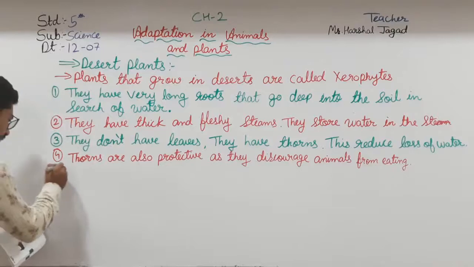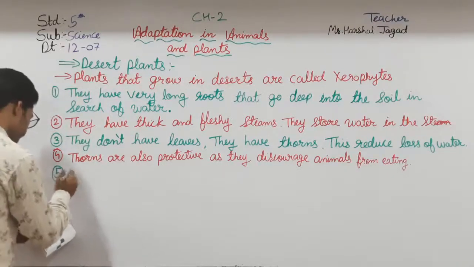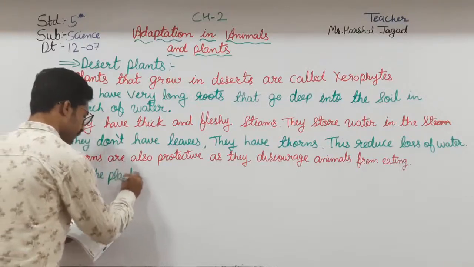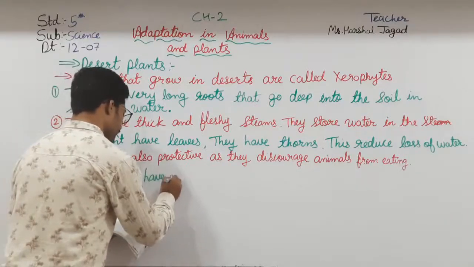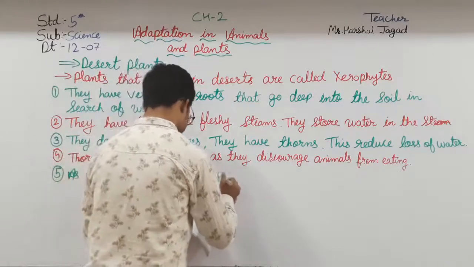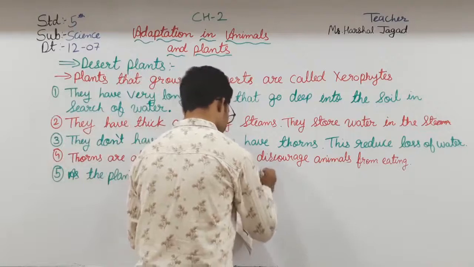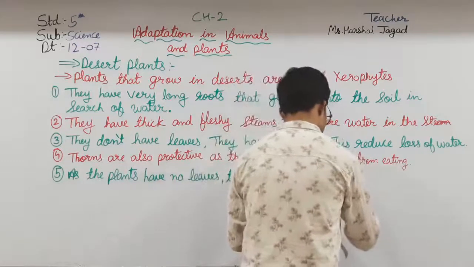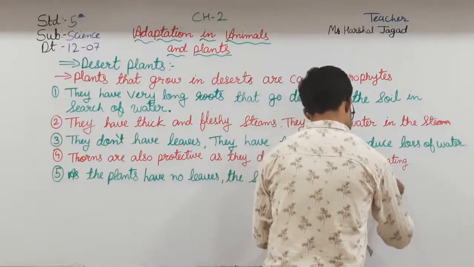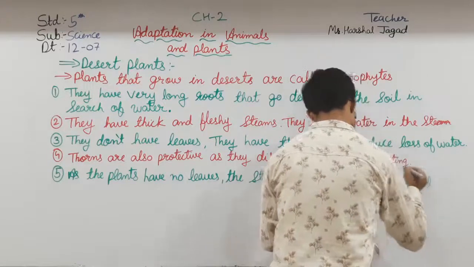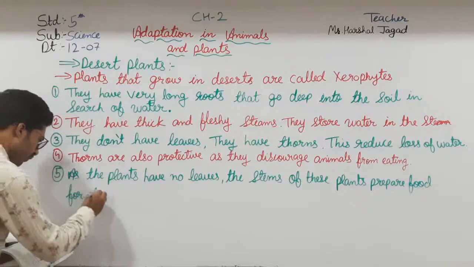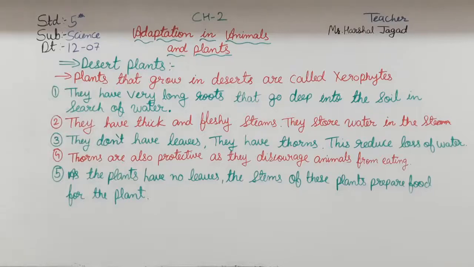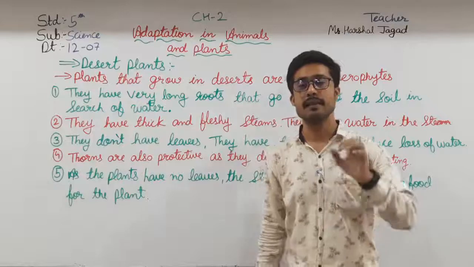that is, as the plants have no leaves, the stem of these plants prepare food for the plant. Okay, here the plants do not have the leaves. So what happens? The stem produces the food for the plant.